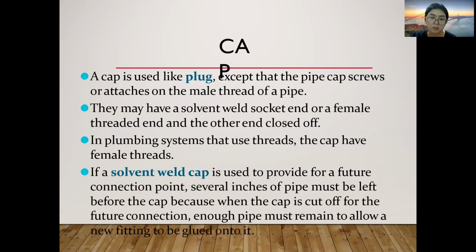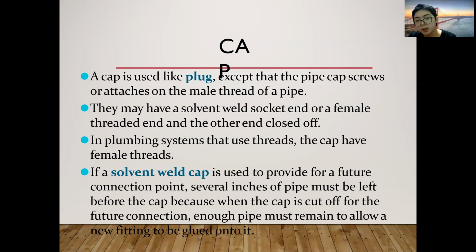It also has threads. The cap is used like a plug, except the pipe cap screws onto or attaches to the main thread of the pipe. A solvent weld cap is used to provide for a future connection point. Several inches of pipe must be left for the cap, because when the cap is cut off for the future connection, enough pipe must remain to allow the new fitting to be connected conveniently.